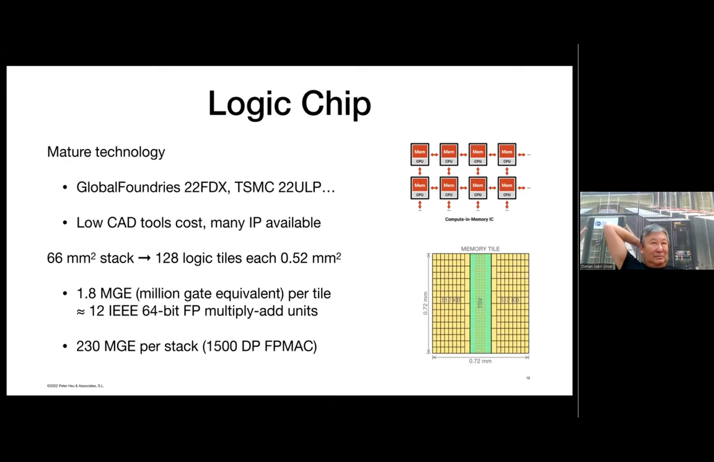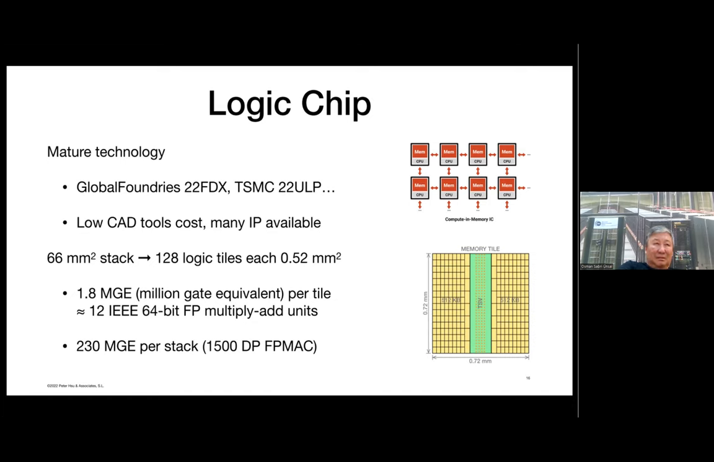Okay, now the logic chip. We're proposing to use some mature technology like GlobalFoundries 22 nanometer or TSMC 22 or 20 nanometer ultra low power processes. These processes are widely used by the Internet of Things market. They're sort of medium performance today and they're quite low cost to do. The mask set is not that expensive, and the CAD tools are inexpensive by now. There's lots and lots of IP available in the libraries. So it's relatively easy to design chips, and lots of universities use these processes.